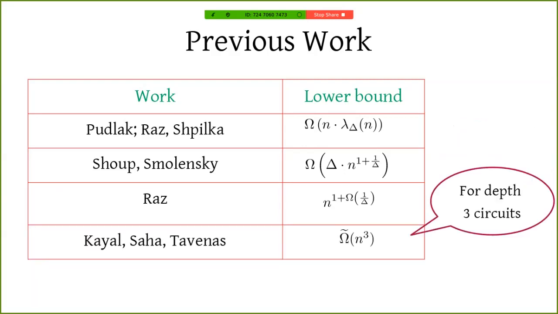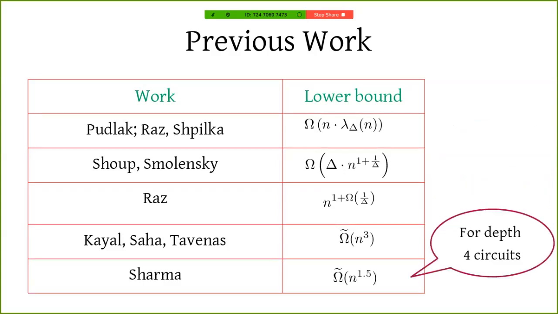As I have mentioned before, Kayal, Saha, and Tavares recently proved a lower bound of omega tilde n cube on depth 3 circuits, which are a special class of depth 4 circuits. And Sharma in his master's thesis proved a lower bound of omega tilde n raised to 1.5 for depth 4 circuits. Here I would like to remark that all the lower bounds mentioned here, except the almost cubic lower bound for depth 3 circuits by Kayal and Tavares, are on the number of edges.